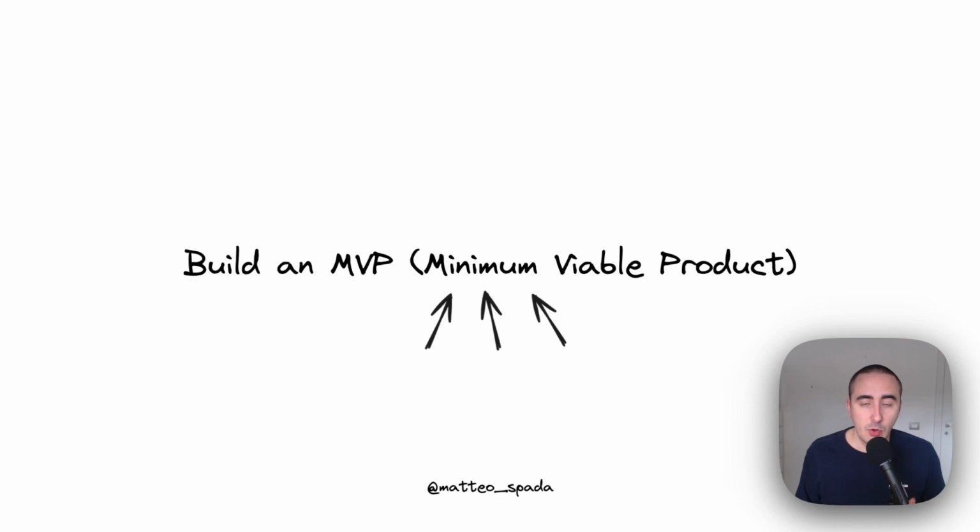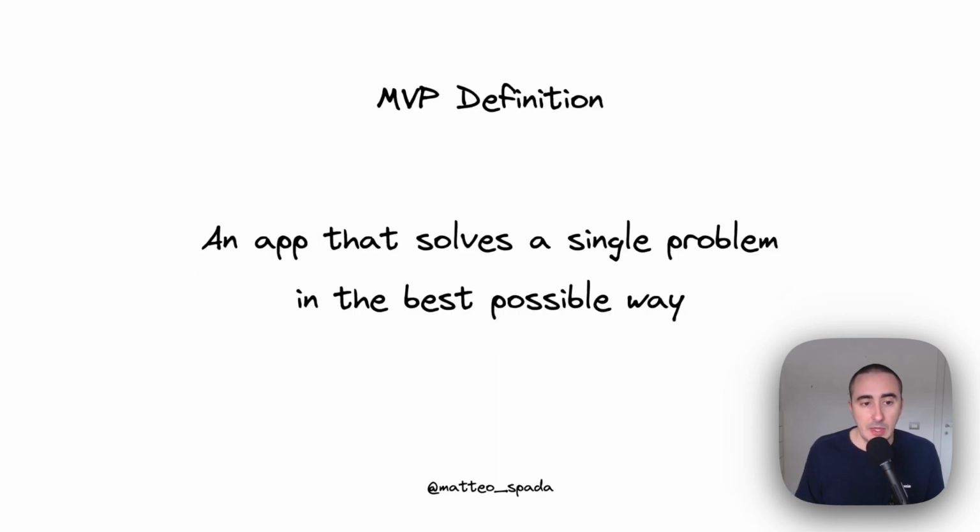In this lesson, we will talk about build an MVP, minimum viable product. Probably you already know what this means, but I want to give you a definition that is specific for apps. An MVP for an app is an app that solves a single problem in the best possible way.